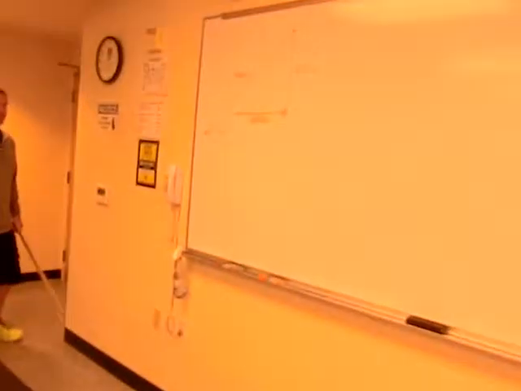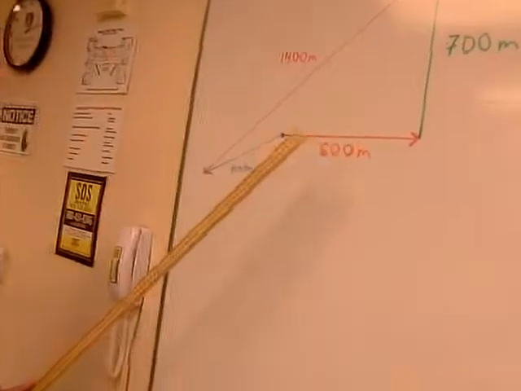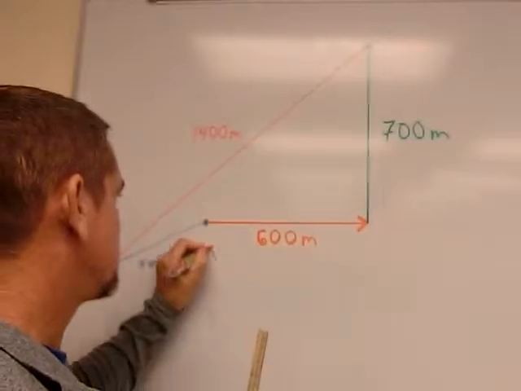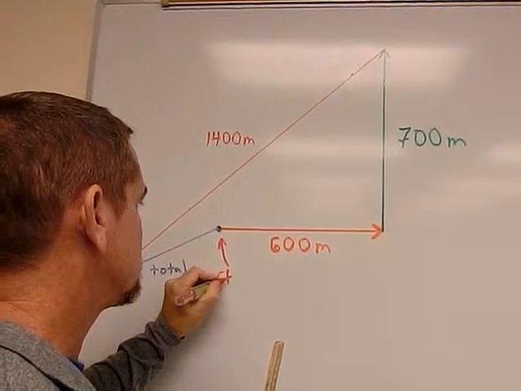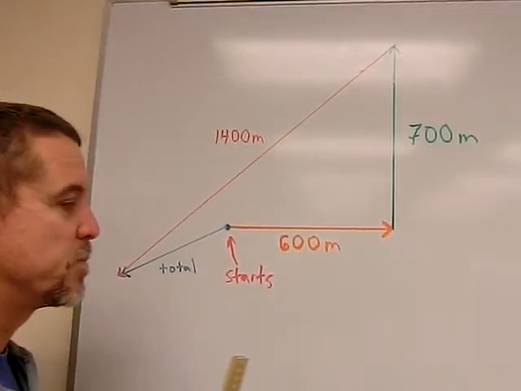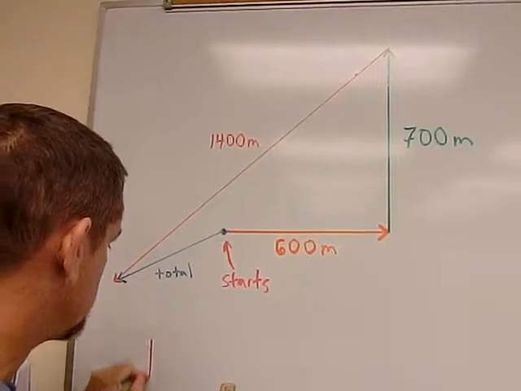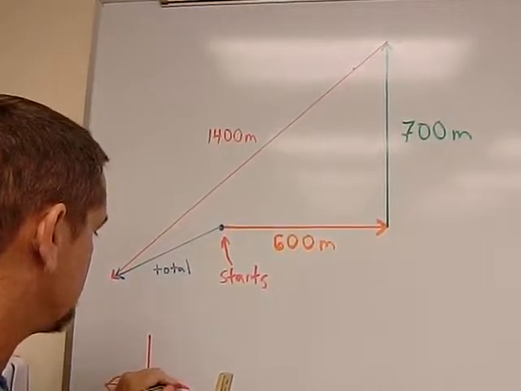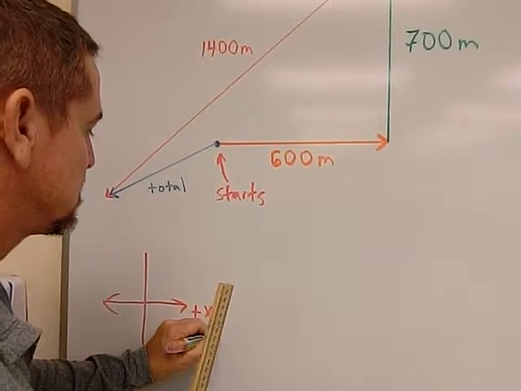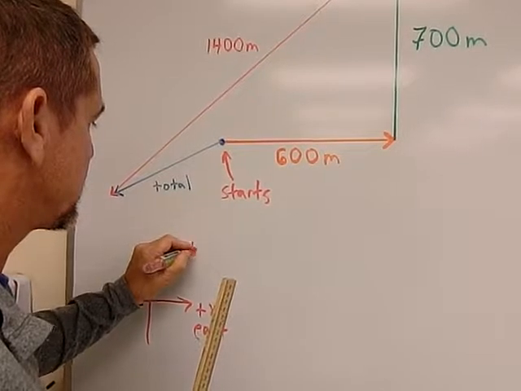Lights are on. Okay, so you can get a better angle of this. Here's the picture. Here's where he starts. So this shows the 600 meters to the east. We use a standard coordinate system where the positive x direction is to the east. The positive y direction is north.